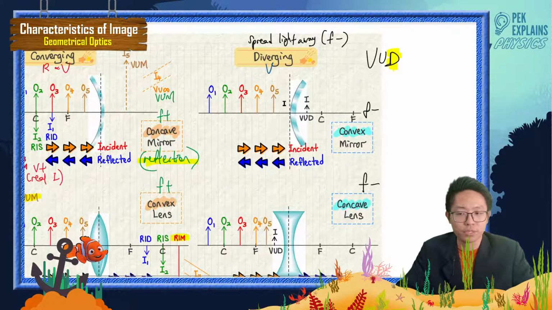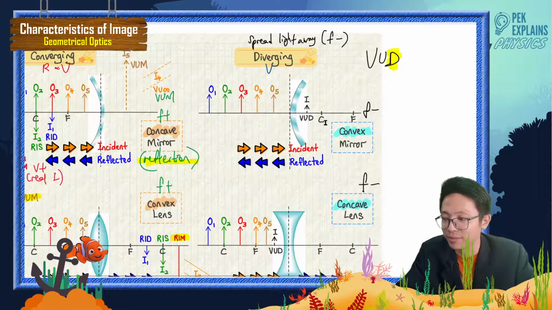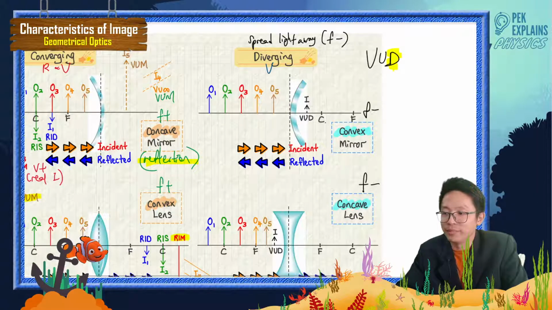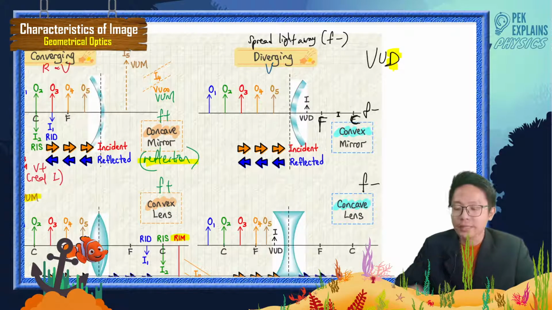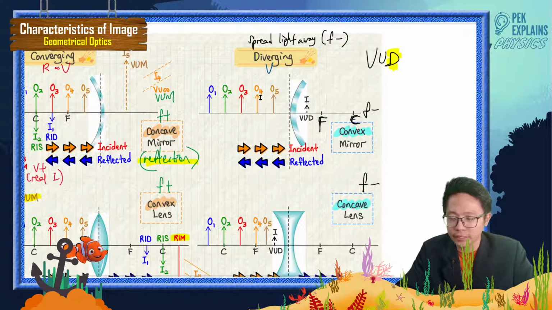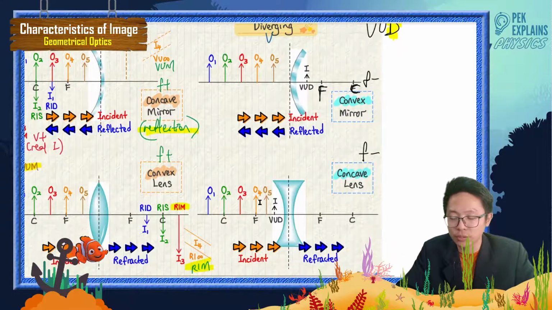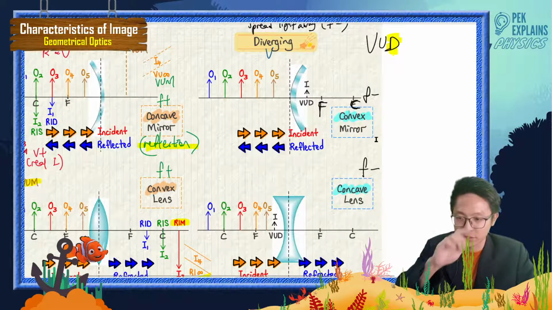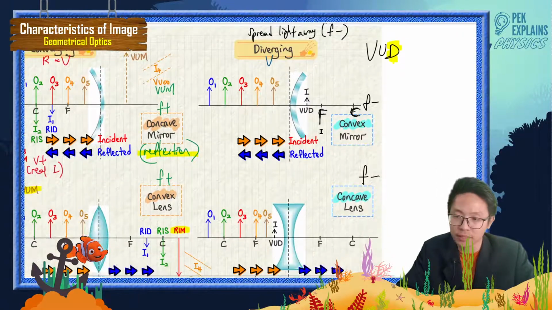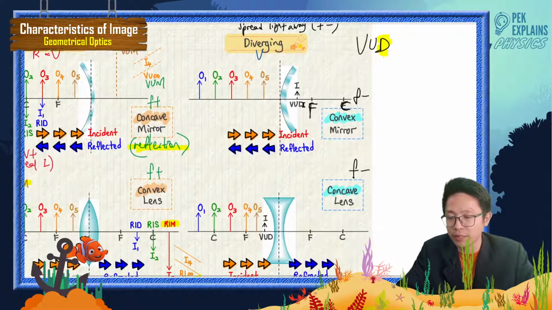No matter where you place the object, more than the focal length or more than the center of curvature, I drew this wrongly. This one should be the focal point and center of curvature. No matter where the object is, same thing for the lens also, it only ends up with one characteristic, which is a virtual, upright, diminished image.